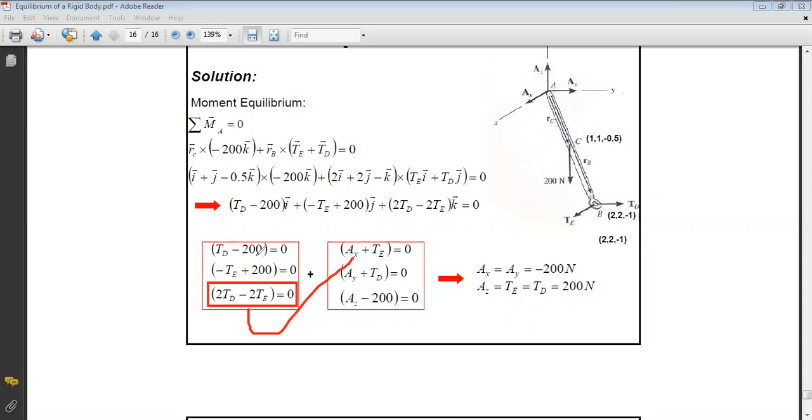But for example, if I got TD equals 300 and TE equals 200, then this equation will not be satisfied. And what you will say in this case is that it's impossible to have equilibrium for this type of load. Okay, any question for this problem?